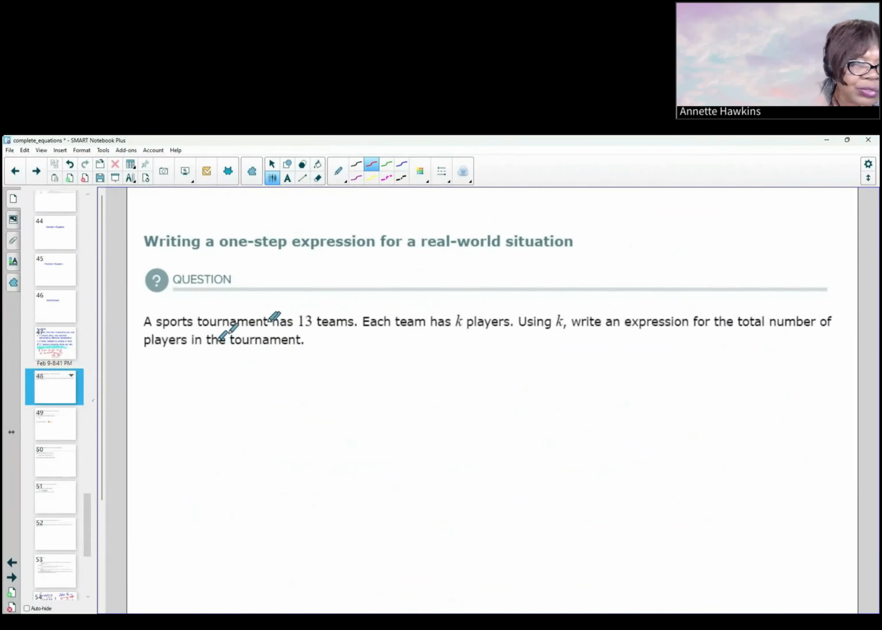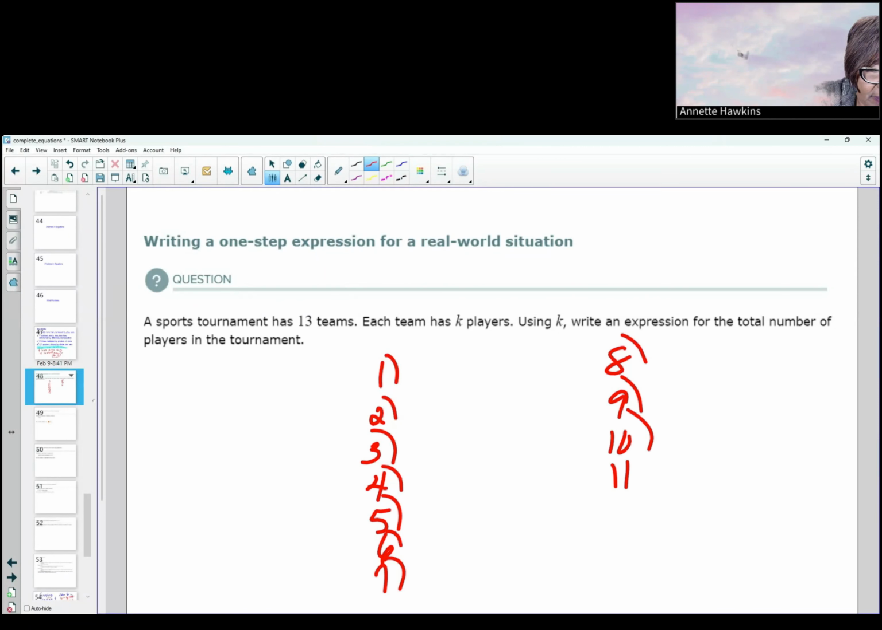All right, so here's our first word problem, and I want you to read it at least 2 times before we get started. And this is just an expression. We're just trying to set it up. And when you can't see how to set it up, you want to draw a picture. It says we have 13 teams. So these are the 13 teams, and each team has K players.